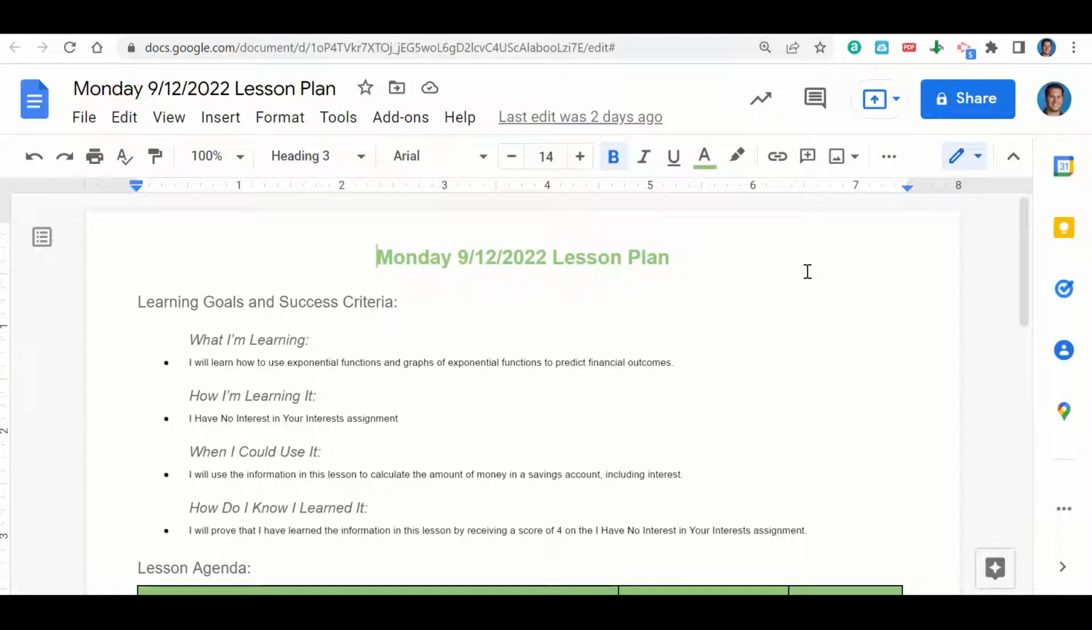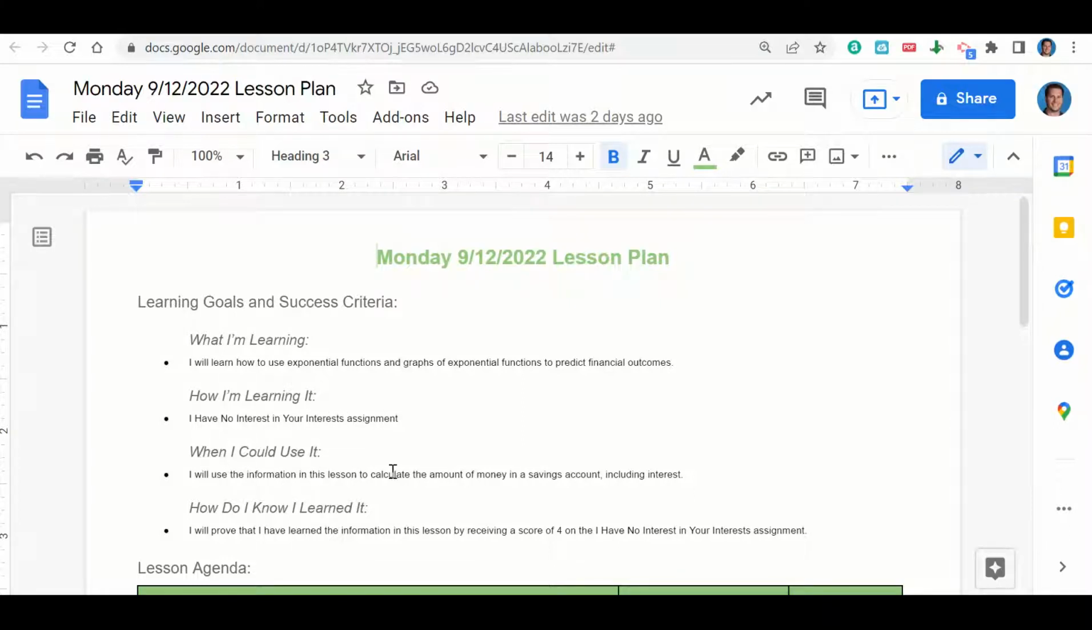Welcome everyone. Let's begin our lesson for today by going over our learning goals and success criteria. First, what are we learning? We're learning how to use exponential functions and graphs of exponential functions to predict financial outcomes. How are we learning it? Through the I have no interest in your interests assignment.